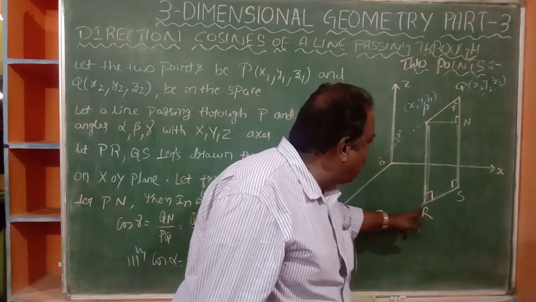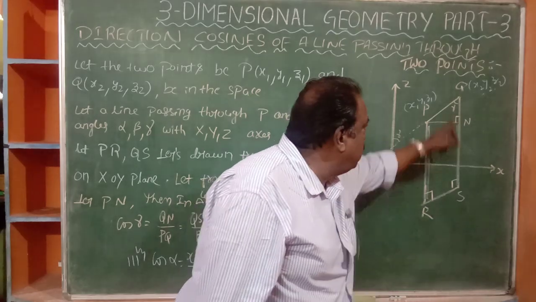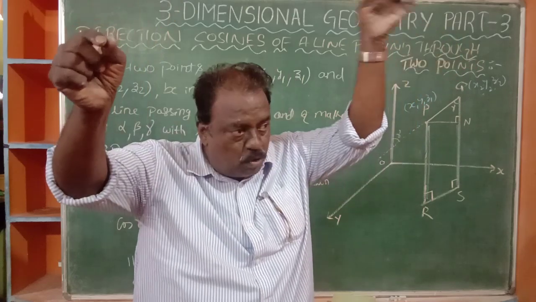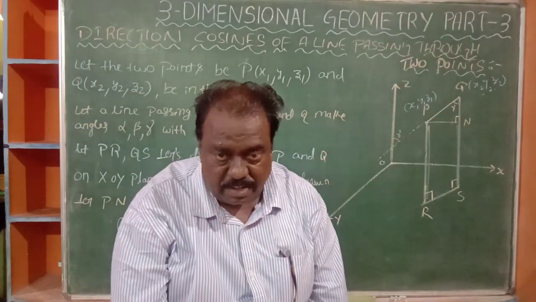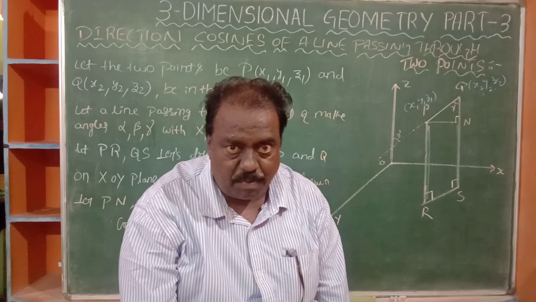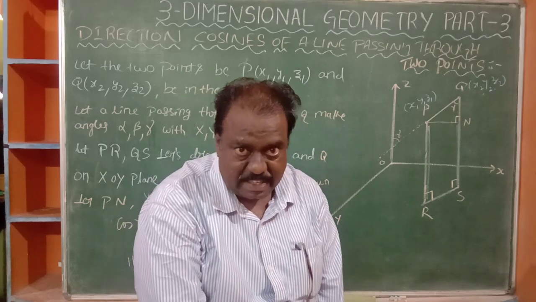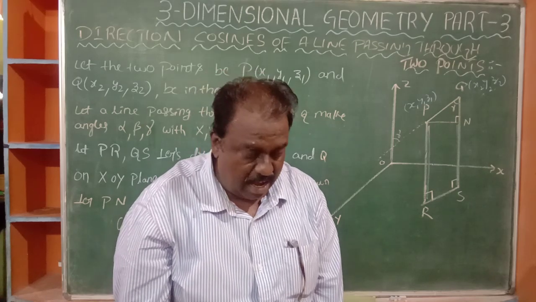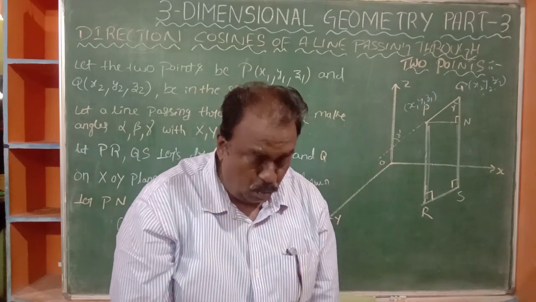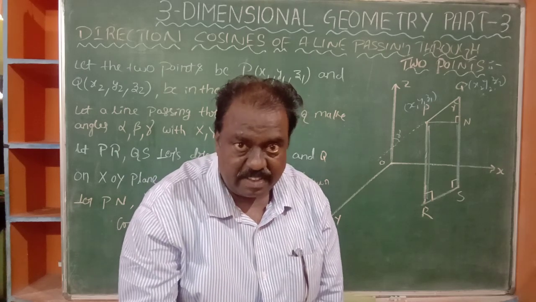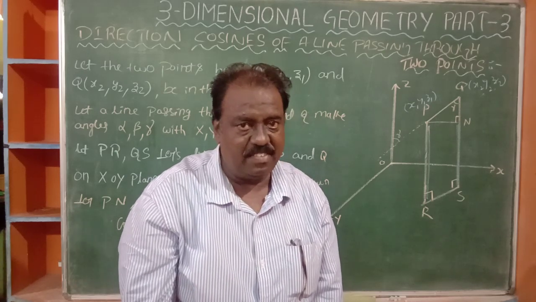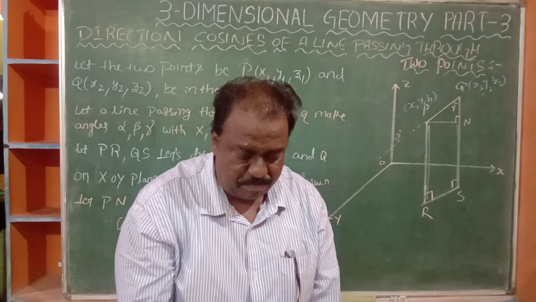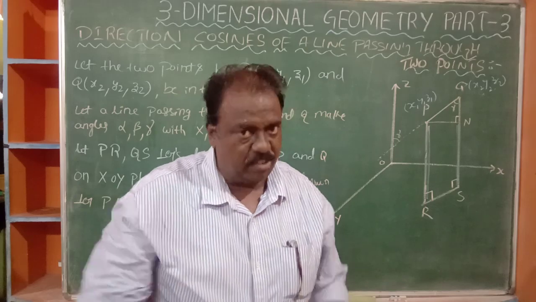This PRS is 90 degrees. Similarly, QSR is also 90 degrees. Why? Because from P and Q, if you draw perpendiculars R and S on the floor, that RS is perpendicular to PR, and QS is perpendicular to that RS. Okay now? Is it clear? There are 2 points which are feet of the perpendicular. They are at 90 degrees.